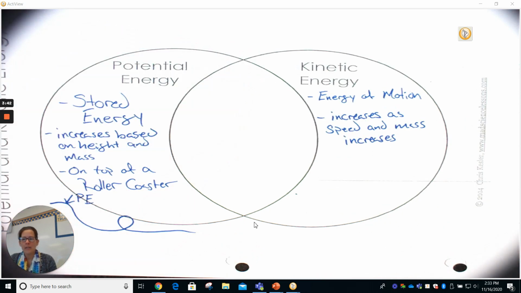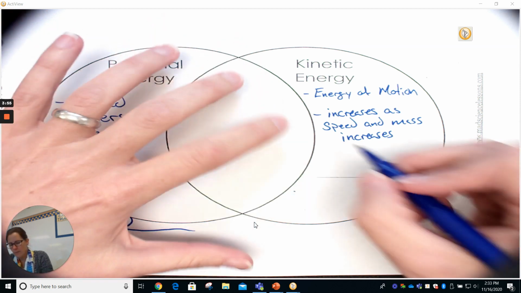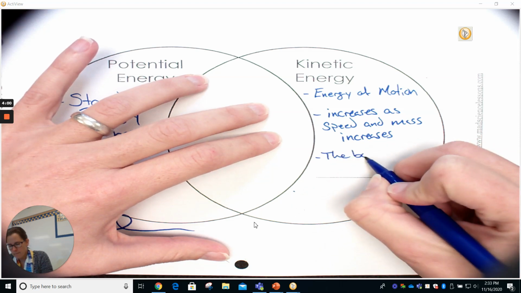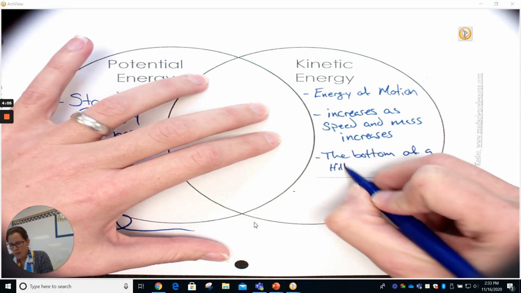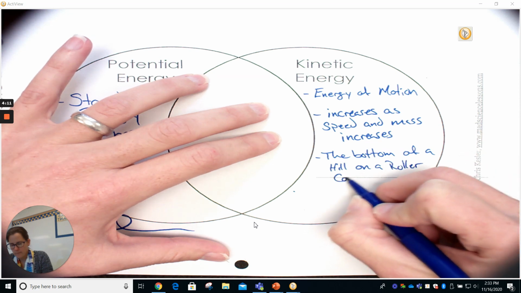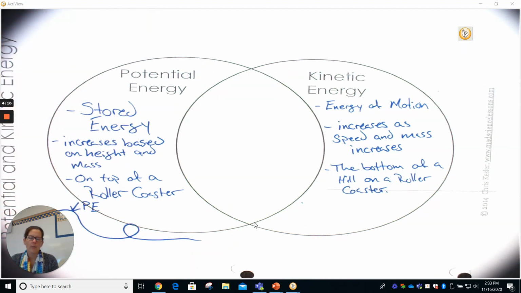Okay, a good example of this would be either a moving car, or we can say at the bottom of a hill on a roller coaster. So that's the spot on a roller coaster where the car is going to be moving the fastest, is at the bottom of a hill. So we could put the bottom of a hill on a roller coaster. Okay, or you could put a car going down the highway.